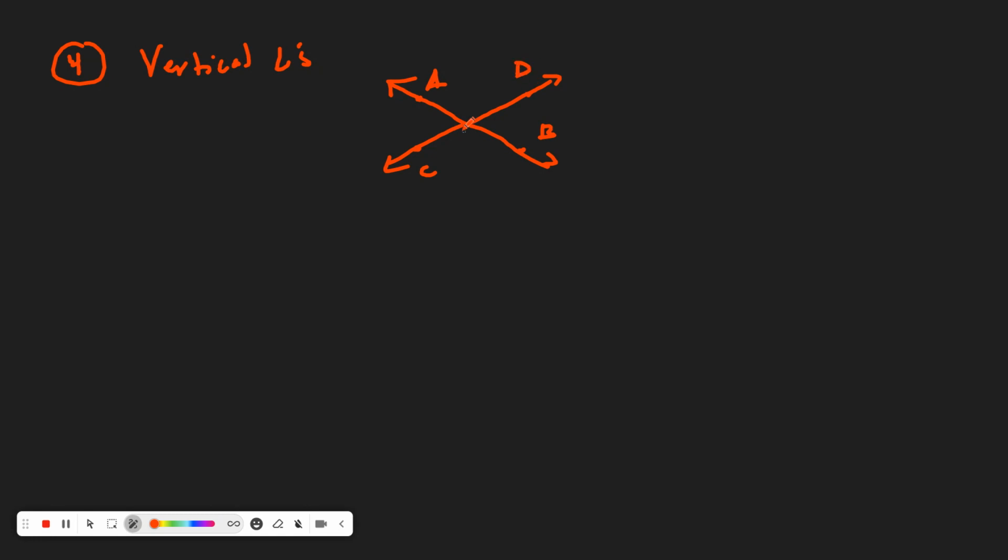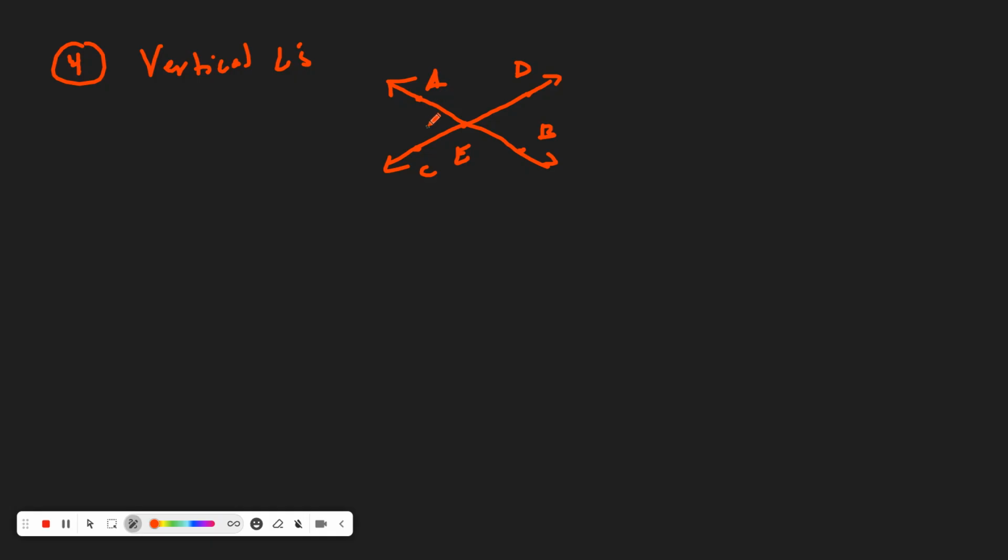All right, another oldie but goodie is going to be our vertical angles. Okay, so let's recall that vertical angles are formed by intersecting lines. So let's put a line there. Let's call this line AB. Let's put a line here. Let's call that line CD. And then let's say they intersect at point E.